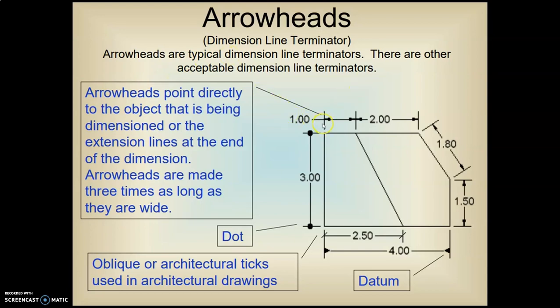So we can use the arrows. Here's an example of arrows pointing to the extension line that we're using. We can also use dots, or we can use what are called ticks. We can also use this triangle right here, and that represents a datum. We're going to be using mainly arrowheads.